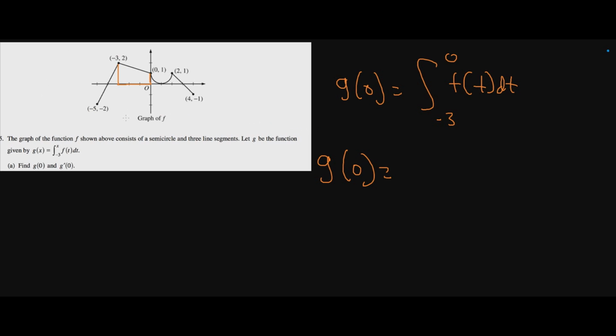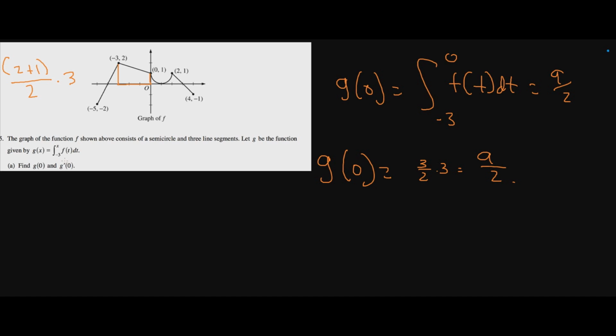This is none other than the famous trapezoid. We add different side lengths, right? We're going to do 2 plus 1 divided by 2. That's going to take into account the difference in lengths multiplied by 3, which is our width. So we're going to get 3 divided by 2 times 3. Well, quite frankly, this is 9 divided by 2. So now we know g of 0 is equal to 9 divided by 2. Thank you very much. I'll take my 1 point and I'm satisfied.